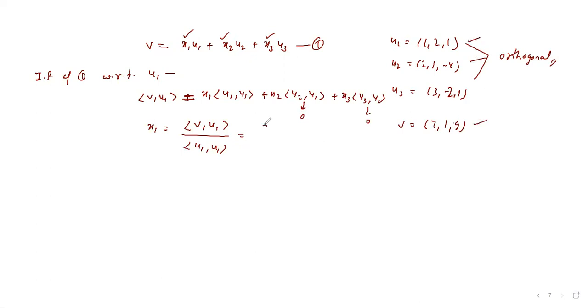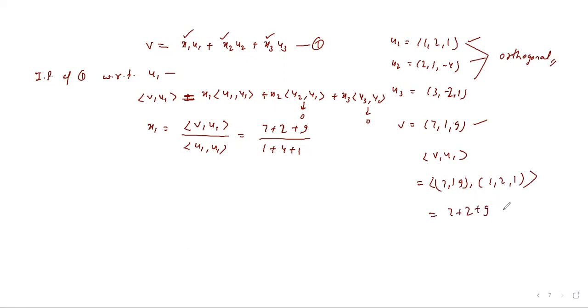That is, I think, (7 plus 2 plus 9) upon (1 plus 4 plus 1), just doing the inner product of these. I'll do it for u1, which is v comma u1. Here v is (7, 1, 9), and the other one is (1, 2, 1). So that would be 7 plus 2 plus 9, which is 18, I think. So that would be equal to 18 by 6, so 3. So we got the value of x1 as 3.